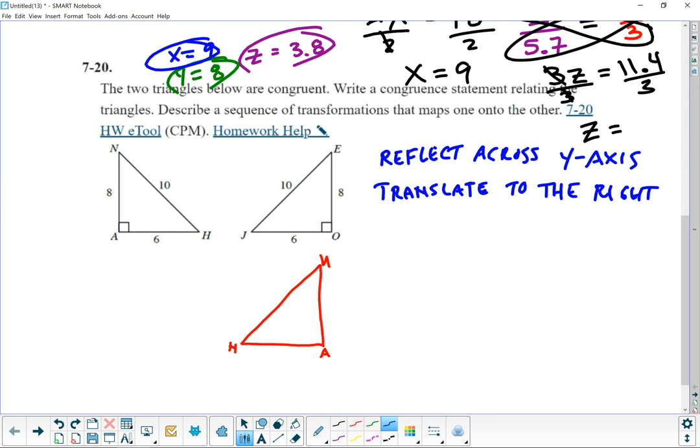Because I flipped it across, my letters look a little different. A looks okay, H looks okay, but N is totally backwards. But I know that's N. So that was describing the sequence of transformation.